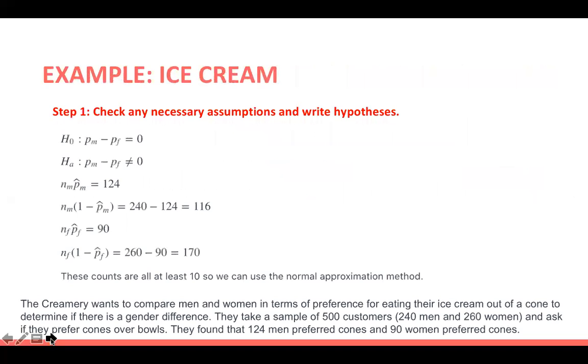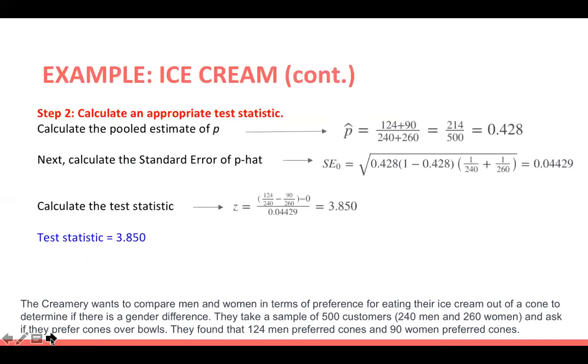So we're going to check our assumptions and write our hypotheses. So the counts of our assumptions are all at least 10, so we can use the normal approximation method. So I'm just going to read the prompt out. The creamery wants to compare men and women in terms of preference for eating their ice cream out of a cone to determine if there is a gender difference. They take a sample of 500 customers, 240 men and 260 women, and ask if they prefer cones over bowls. They found that 124 men prefer cones and 90 women prefer cones. So we checked our assumptions, so we can use the normal approximation method.